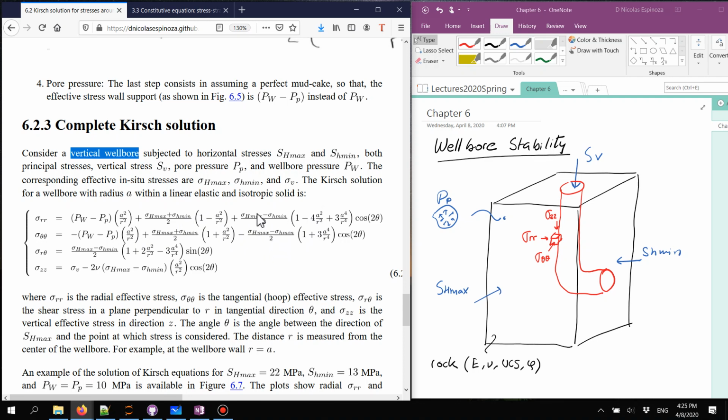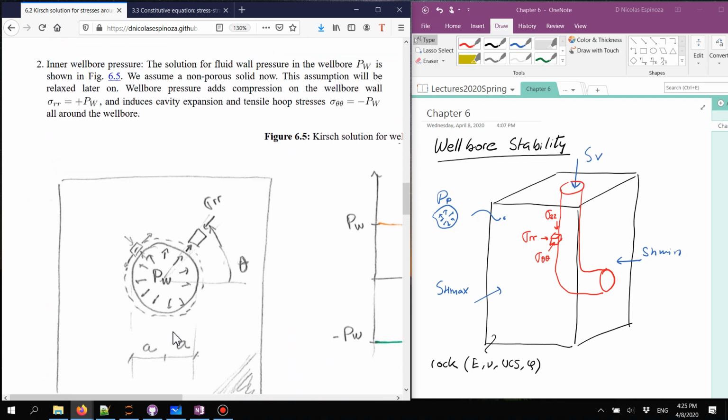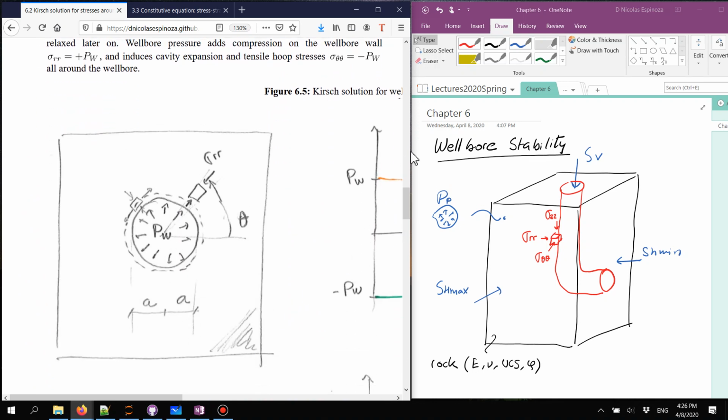Okay, so let's go to the first term. The first term captures the influence of the stress on the wall of the wellbore. If you notice, this is the difference between the wellbore pressure and the pore pressure. And as we were saying before, this is going to have a direct influence on the stresses around the wellbore. So let's see first what the influence of this stress would be, and this is going to be right here. And let me expand this window a little bit.